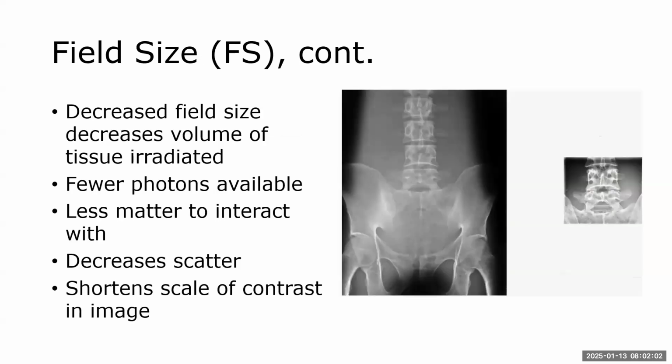So if you decrease the field size, it decreases the volume of tissue irradiated. There'll be fewer photons available, less matter to interact with, which decreases scatter and shortens the scale of contrast in the image. So for example, we're actually going to do this in lab. Let's say we start out with a 14 by 17 field size, that large one, and that's over the spine.